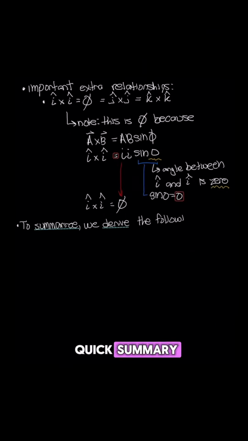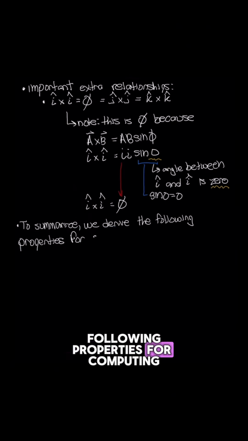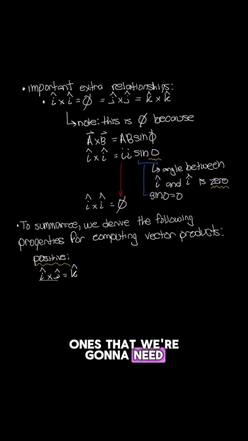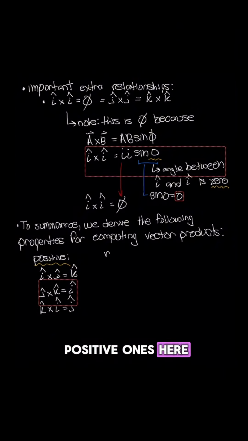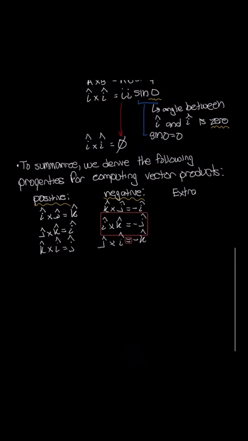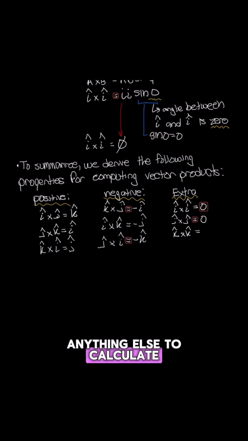So now just a quick summary. We derived the following properties for computing vector products. These are all the ones that we're going to need. We have the positive ones here, and then we also have the negative ones, and then we also have the extra ones. We're not going to need anything else to calculate vector products.